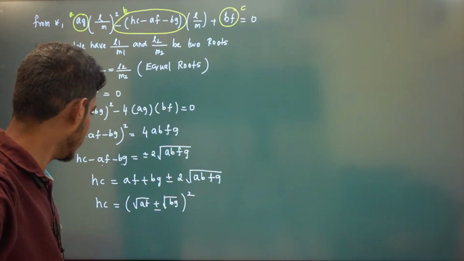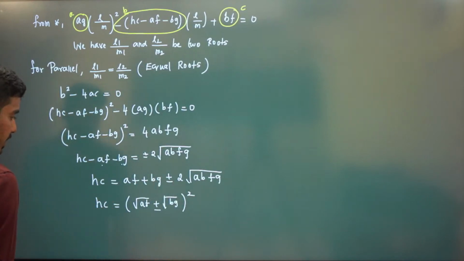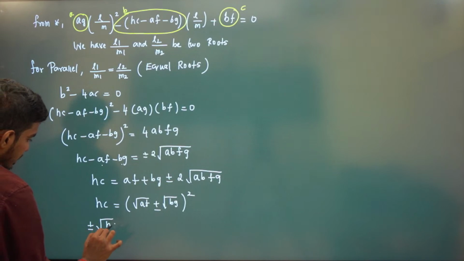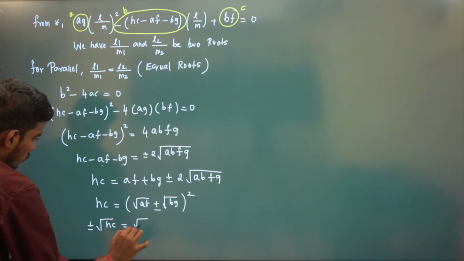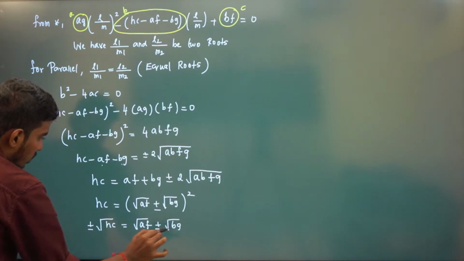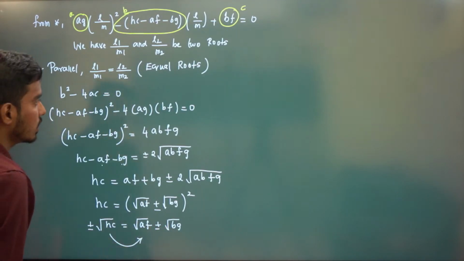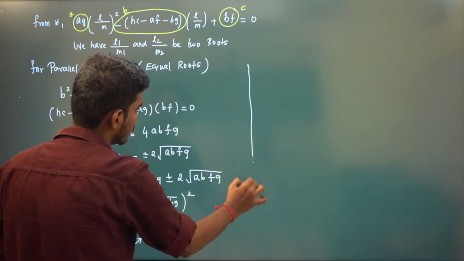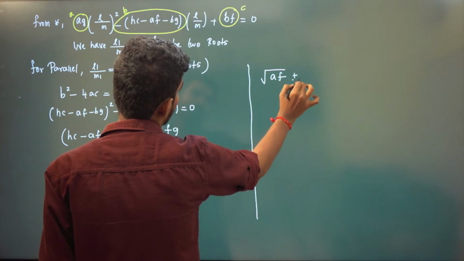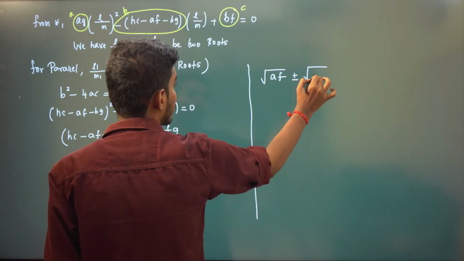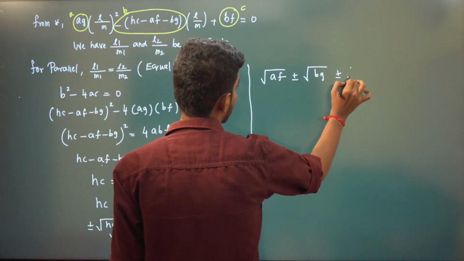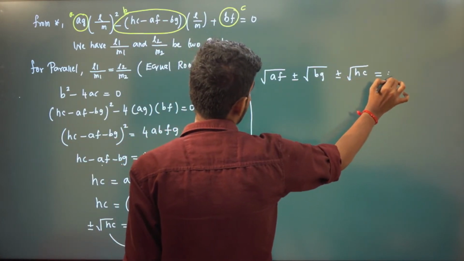Right? AF, BG. Yes. Again take the square root to that side. So we will have plus or minus root HC is equal to root AF plus or minus root BG. Let us take this term to that side. You will get the required answer. So we will have root of AF plus or minus root of BG plus or minus root of HC is equal to 0.